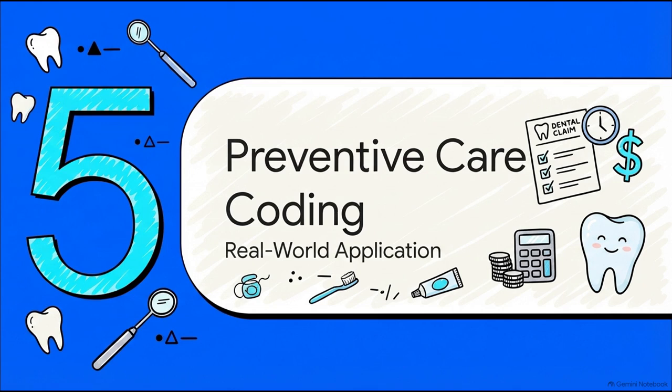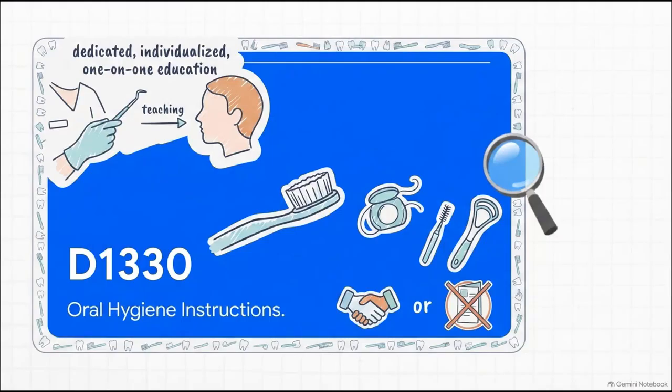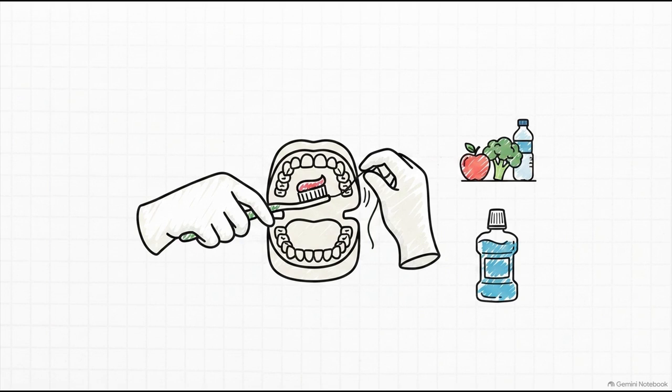And finally, Section 5, Preventive Care Coding, Real-World Application. The specific code we utilize here is D1330 Oral Hygiene Instructions. Now, let me be clear. This isn't just handing a patient a pamphlet on their way out the door. No way. This code is utilized specifically when a dental professional provides dedicated, individualized, one-on-one oral hygiene education directly to a patient.